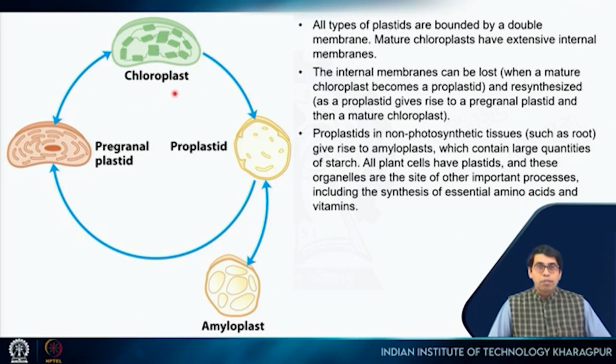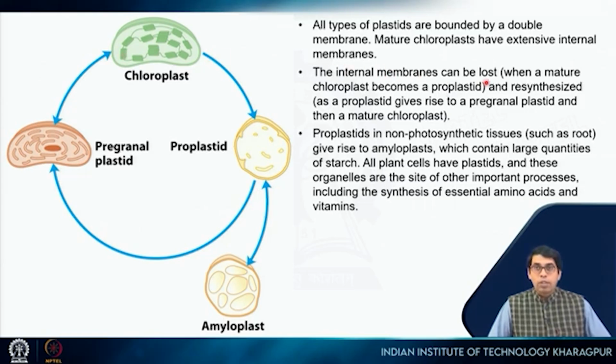So, in the last lecture, we have seen chloroplast as the site of action. Now, I am going to introduce another term which is plastid, right. So, it turns out that all types of plastids are bound by a double membrane. We have seen that in case of chloroplast, and in case of mitochondria. So, plastids are that, and mature chloroplasts have extensive internal membranes. So, a mature chloroplast is also a type of plastid. However, mature chloroplasts have these extensive internal membranes that we saw in the last lecture, the thylakoids, right.